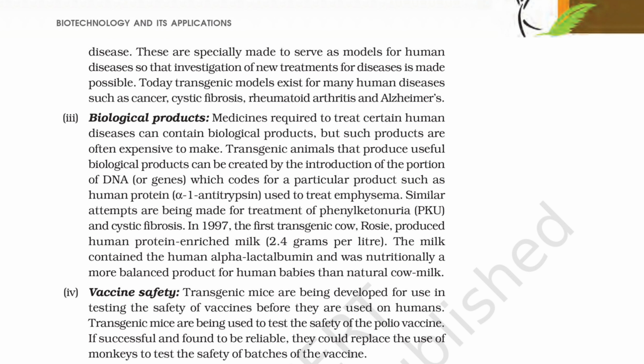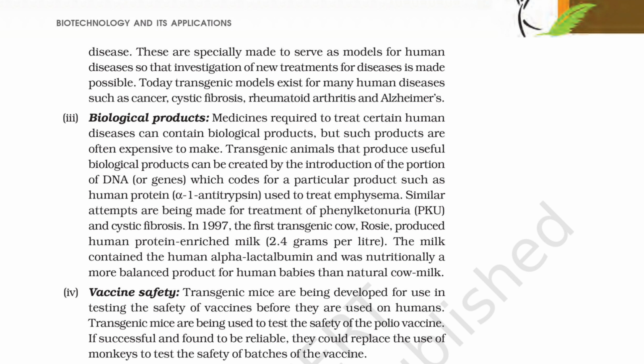In 1997, the first transgenic cow, Rosie, produced human protein-enriched milk, 2.4 grams per liter. The milk contained the human alpha-lactalbumin and was nutritionally a more balanced product for human babies than natural cow milk.